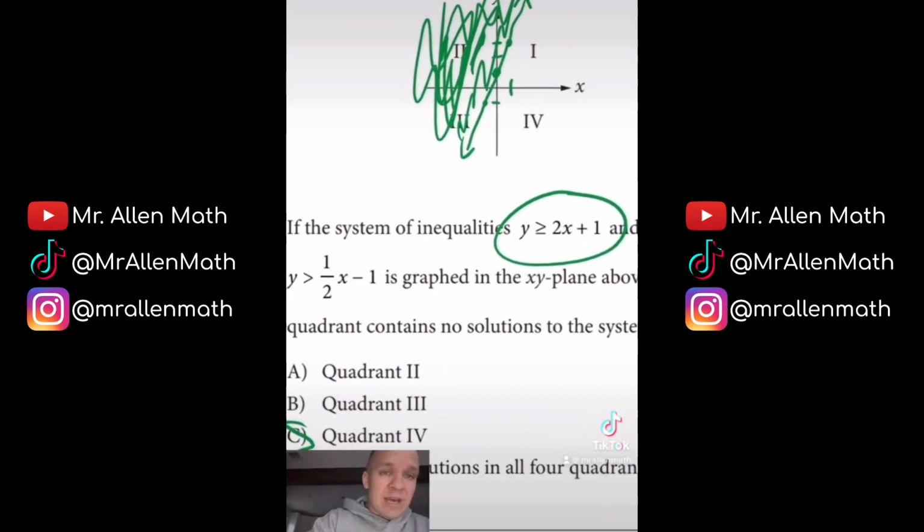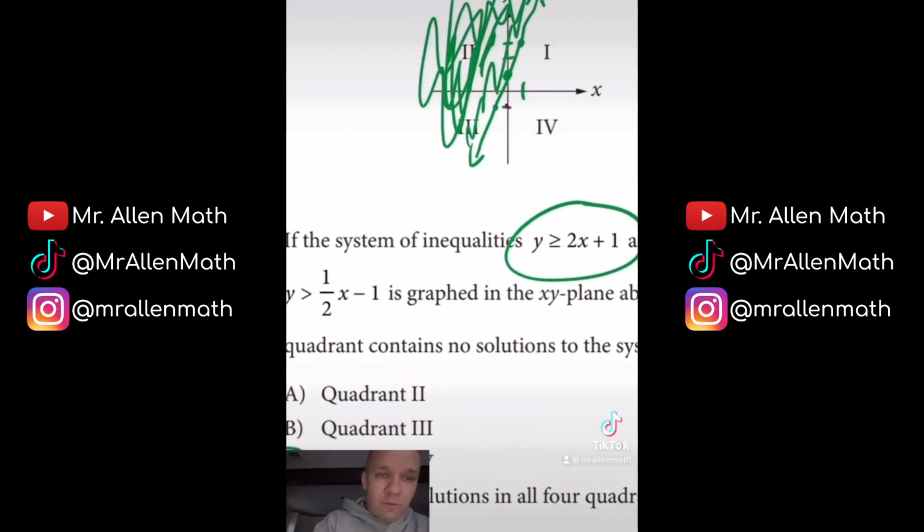So if I do that, I'm going to go ahead and start down at -1, and I'm going to go up 1 and over 2, so right here, and that means I can go down 1 and to the left 2, and I'll be right over here. That's going to be a dashed line. And then I'm going to be shading again above since it's greater than.